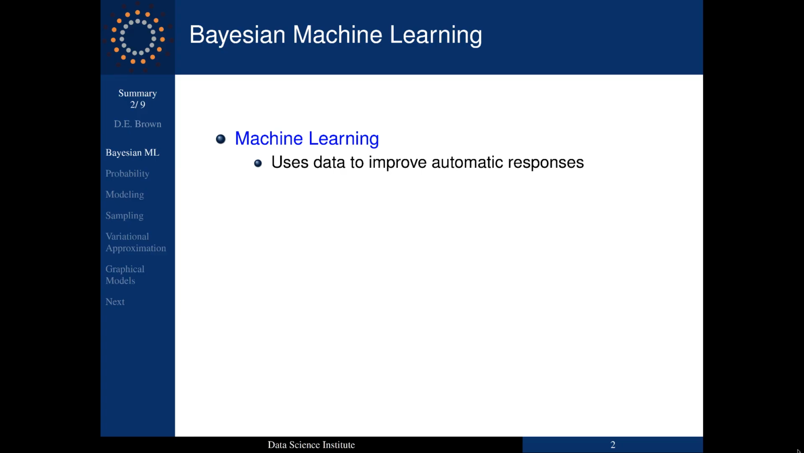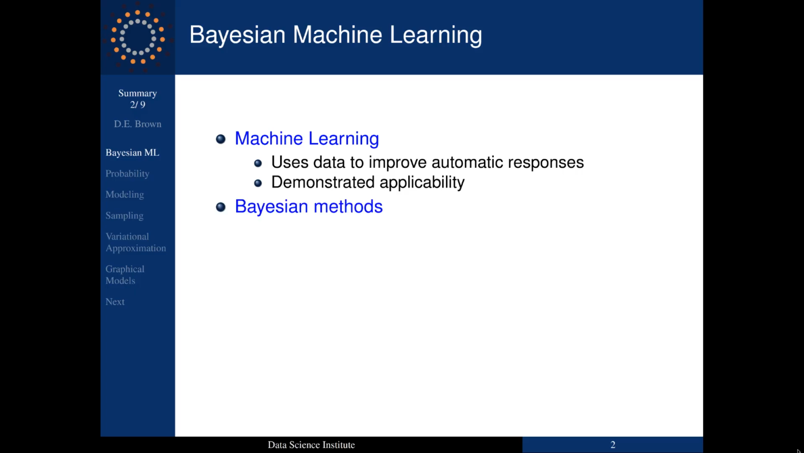So when we began the course, we looked at the title, Bayesian Machine Learning, and we looked at its components, and we talked about each of those components. And we looked first at machine learning and said that machine learning uses data to improve automatic responses. It takes data in and it generates responses out that help people solve problems. It has demonstrated its applicability across a wide range of areas.